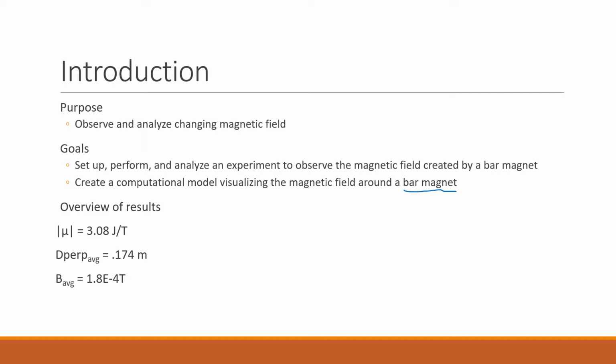A brief overview of the results: we found that the magnitude of the magnetic dipole moment was around 3.1 joules per Tesla. The average distance was around 0.174 meters, and the average magnetic field was around 1.8 times 10 to the negative 4 Tesla.